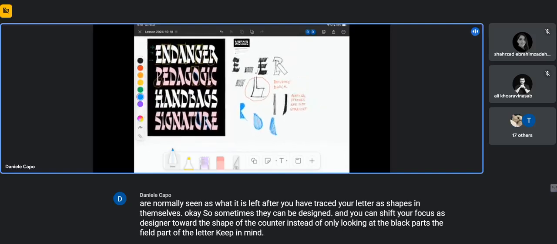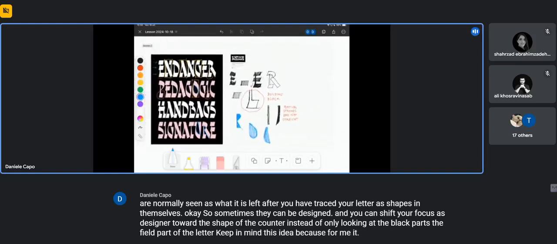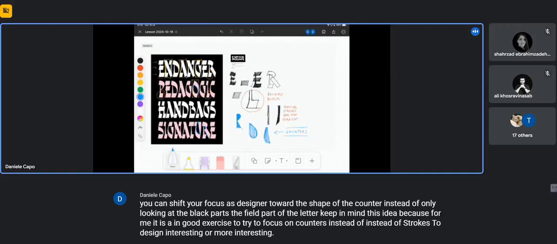Keep in mind this idea because for me it is a good exercise to try to focus on counters instead of strokes, to design interesting or more interesting letters.